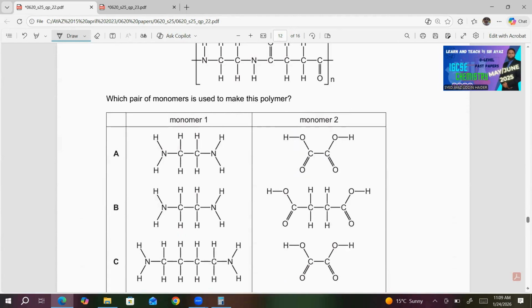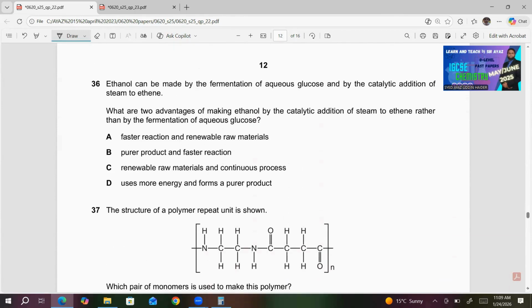Ethanol can be made by fermentation of aqueous glucose and by the catalytic addition of steam to ethene. What are two advantages of making ethanol by the catalytic addition of steam to ethene rather than by fermentation of aqueous glucose? There are two advantages. Remember, it's a fast reaction. Catalyst is used in both the reactions. It's a fast reaction. The product is pure.